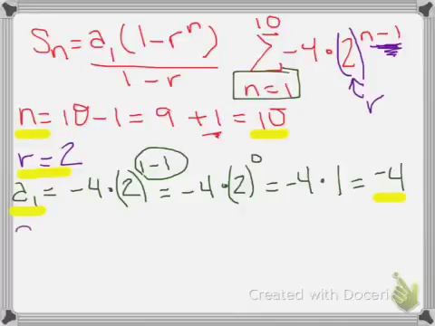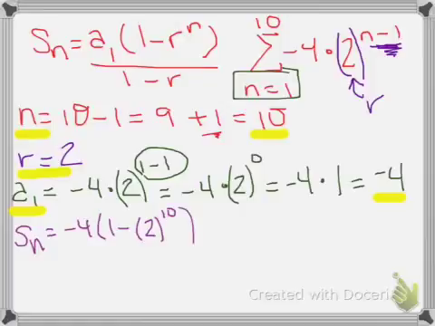What we're going to do is we're going to write S of n. a1 is equal to negative 4. We know that r is equal to 2, and n is equal to 10. And everything is over 1 minus r, which is 2. We do the same process. We do parentheses first, so we'll do 2 to the 10th, because within parentheses, we follow order of operations.